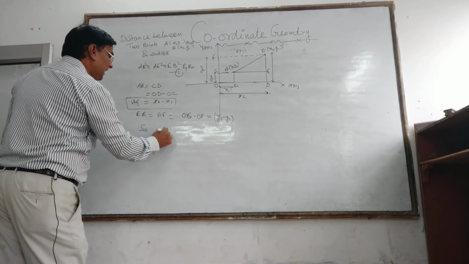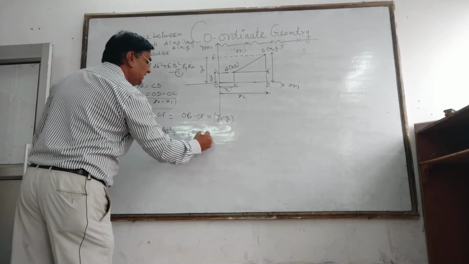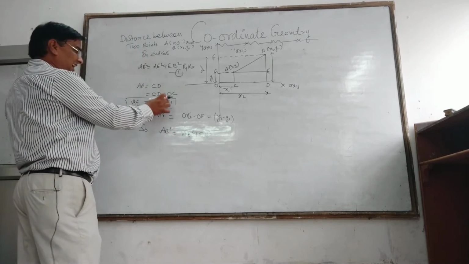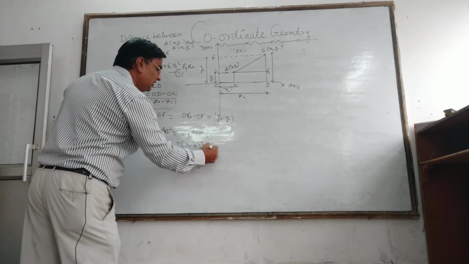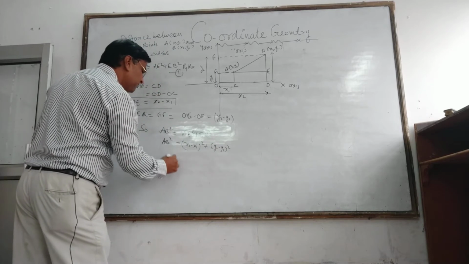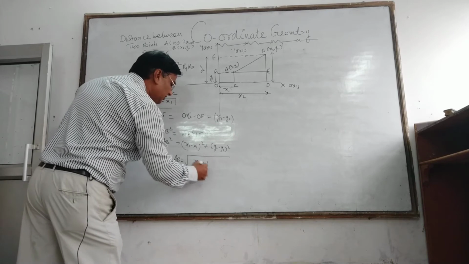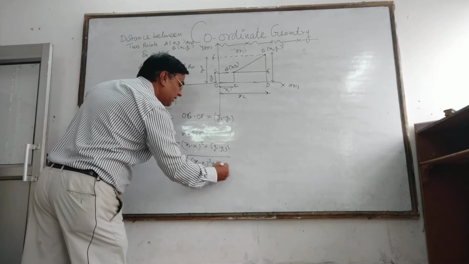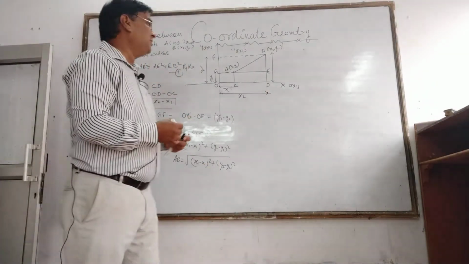So AB square is equal to AE square plus EB square. AE is x2 minus x1 whole square plus y2 minus y1 whole square. So you can write AB is equal to under root of (x2 minus x1) whole square plus (y2 minus y1) whole square. That is the distance between 2 points.